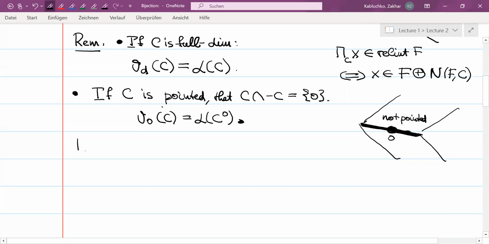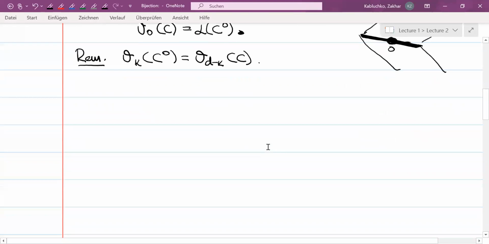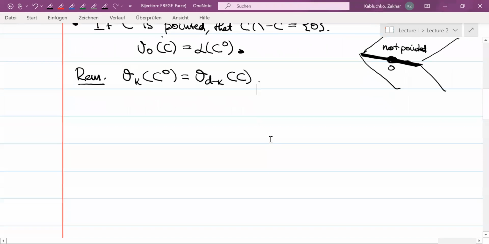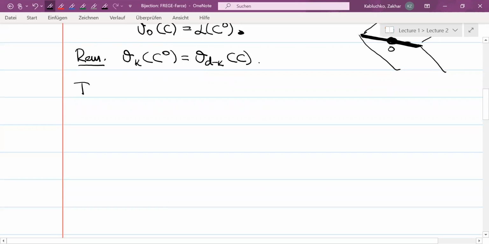And maybe another remark. What is the k-th volume of the dual cone C? It is just the (d minus k)-th volume of C. One can see it from the formula. And now, given the duality, we can state one more property, which is also crucial. So it's a theorem. It says the following.